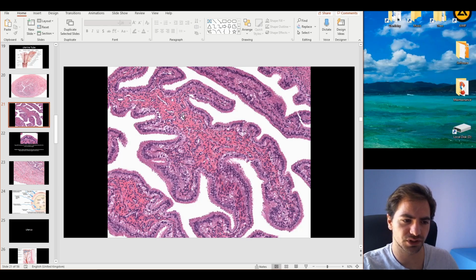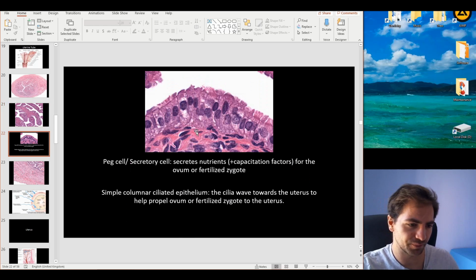Of course, beneath is always the lamina propria, and always in between is the basal membrane between the mucosa and the lamina propria. So the PEG cell or secretory cell secretes nutrients and, most importantly, the capacitation factors which activate the sperm, and they're responsible for the nutrition of the ovum or the fertilized egg.